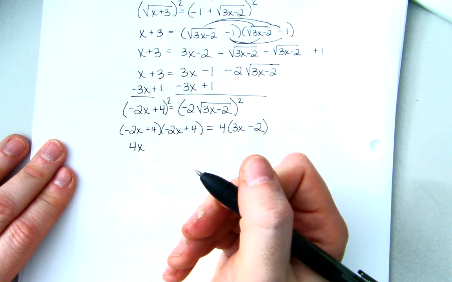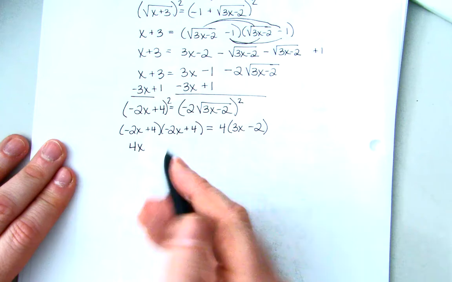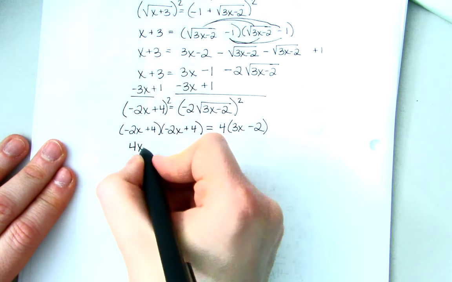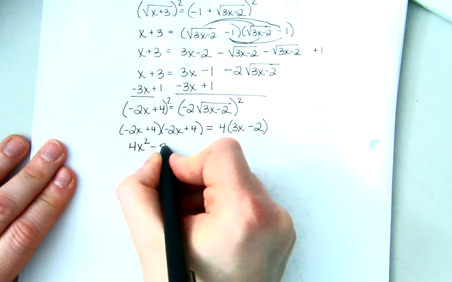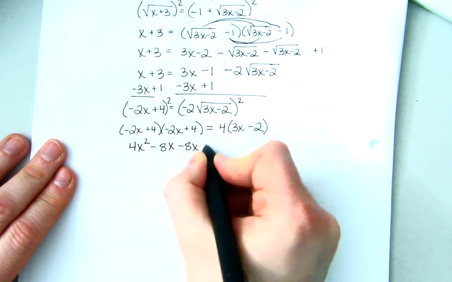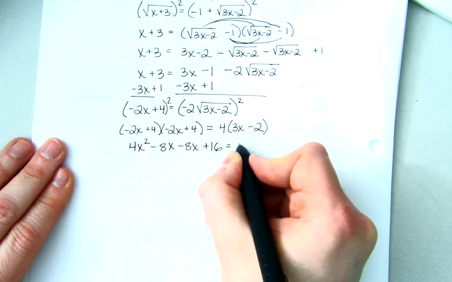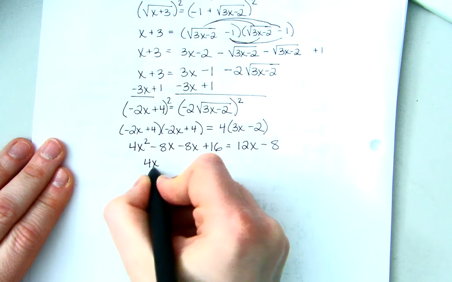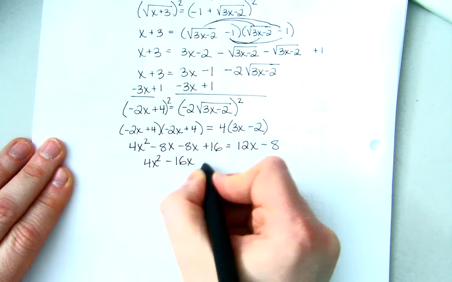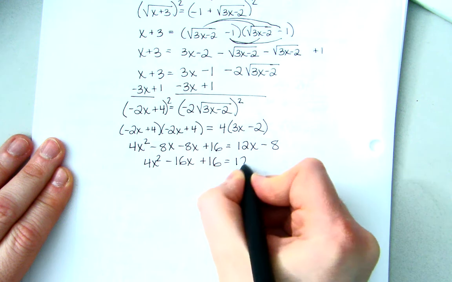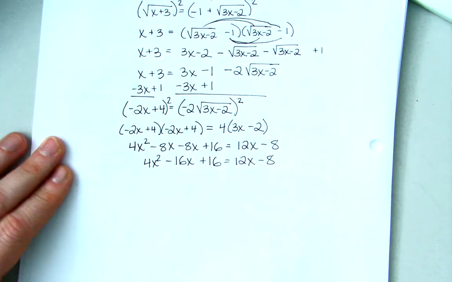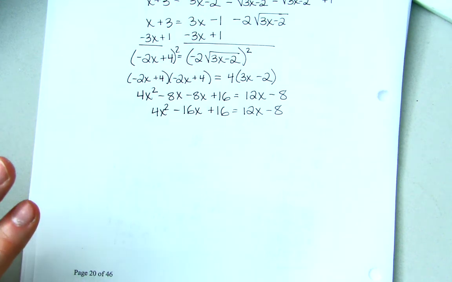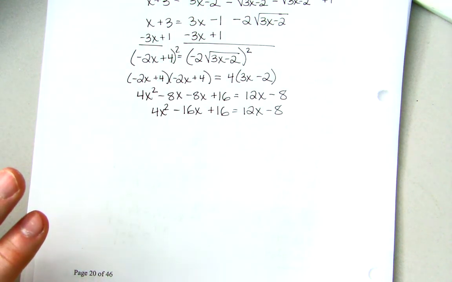Please be really careful with your signs. I saw some weird sign things on the midterm. What's negative 2x times negative 2x? Positive 4x squared, yeah. So I'm getting 4x squared minus 16x plus 16 equals 2x minus 8. Make it equal 0.